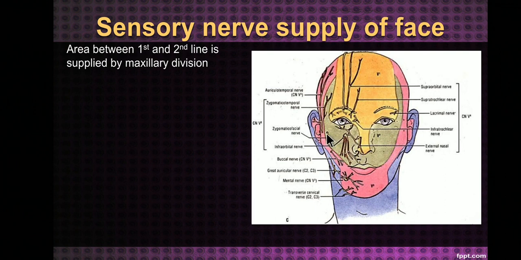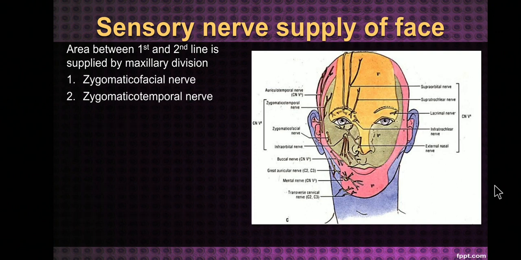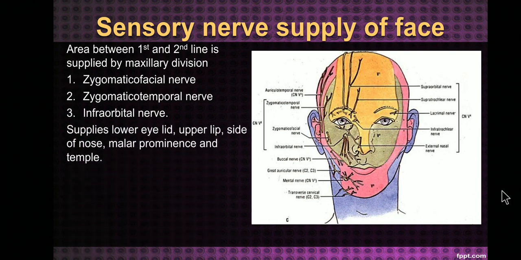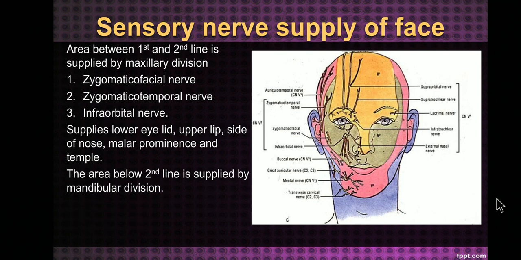Zygomatico facial nerve comes out through the foramen of the same name, and mainly it supplies the skin over the malar prominence, so the prominence over the zygomatic bone, cheek prominence. Zygomatico temporal mainly supplies the skin of that region and the scalp adjoining area. Okay, so the main area of their supply is your lower eyelid, upper lip, ala of the nose and prominence of the cheek, malar prominence and the temple region.